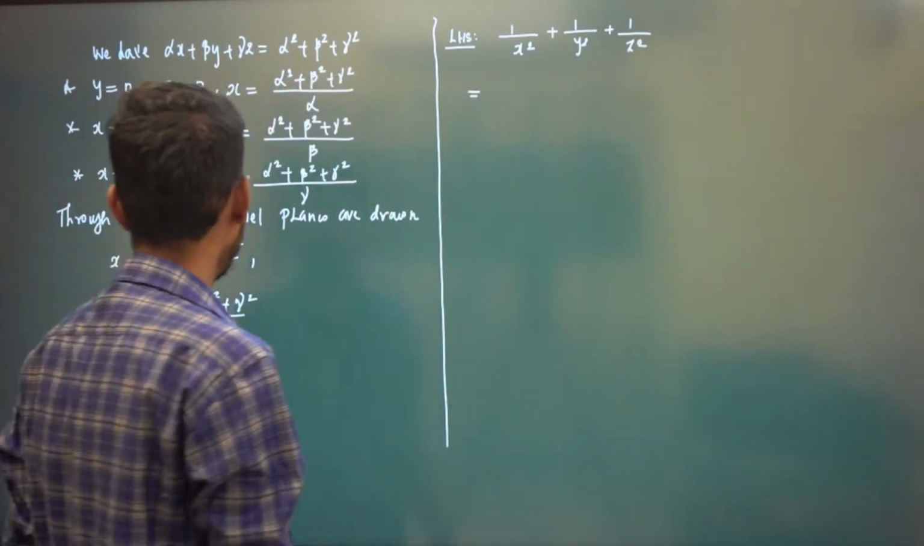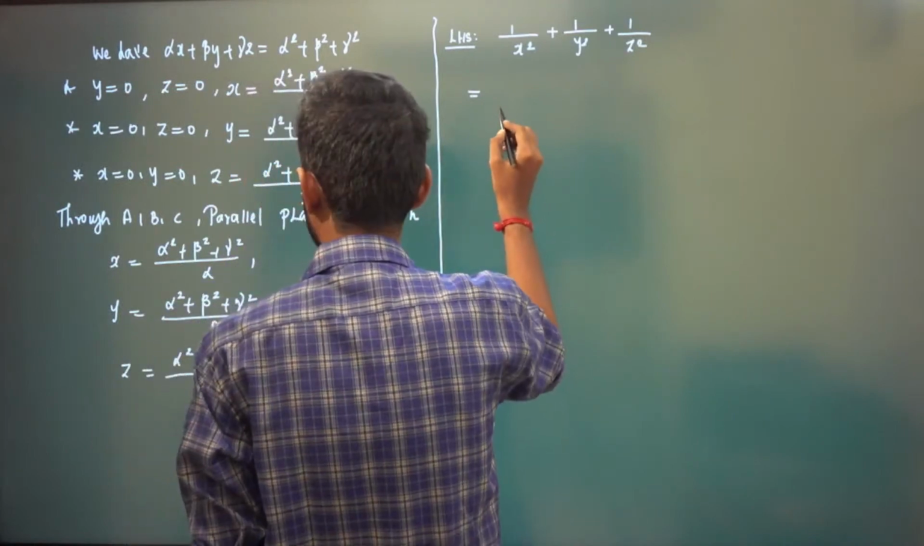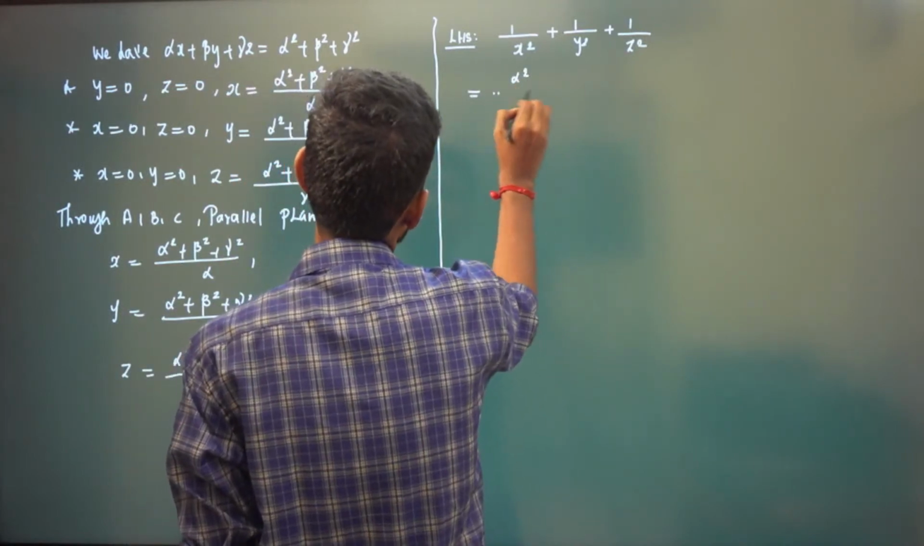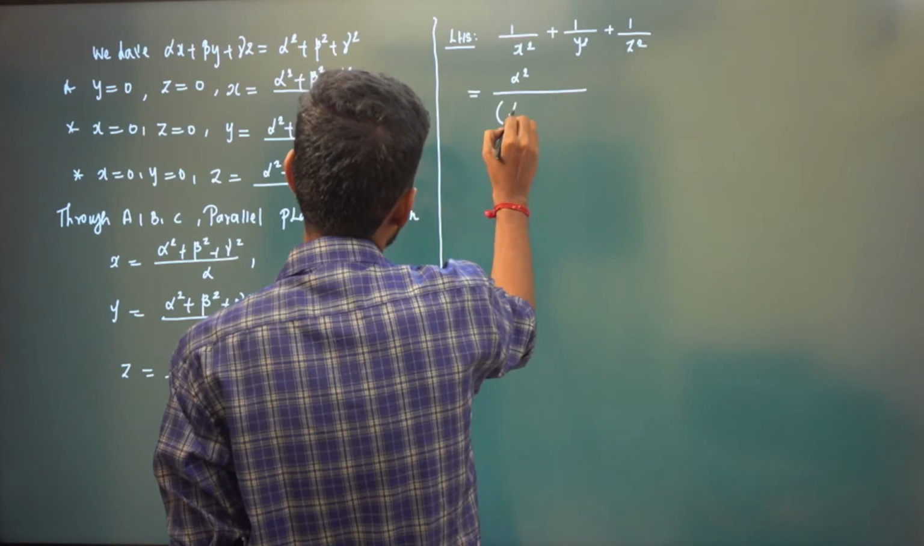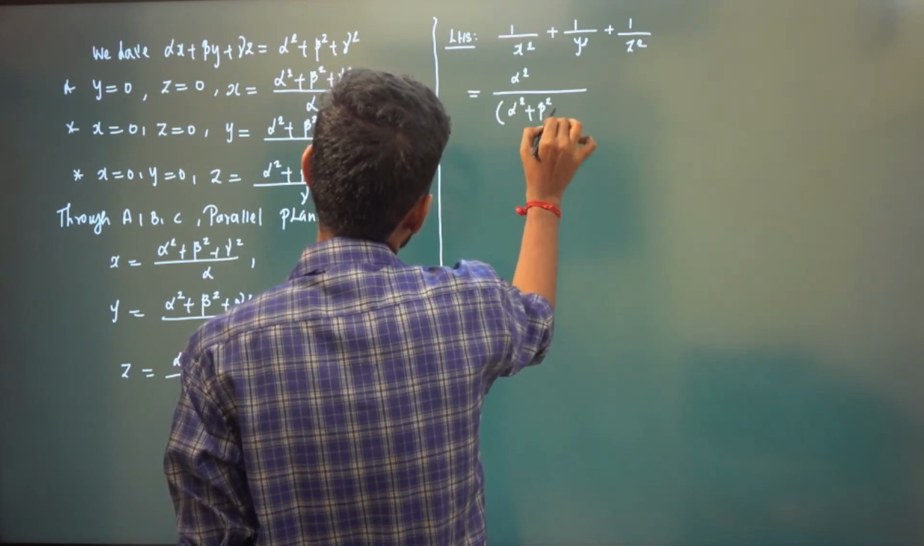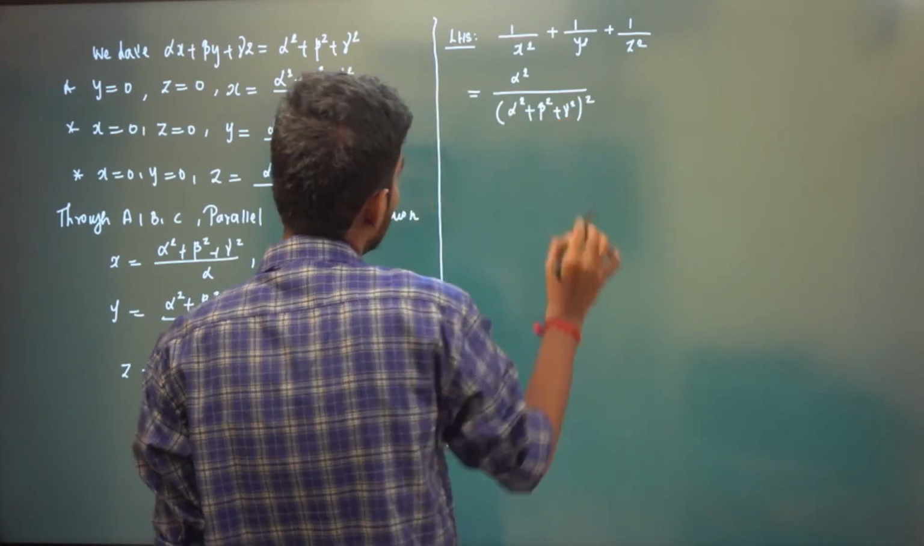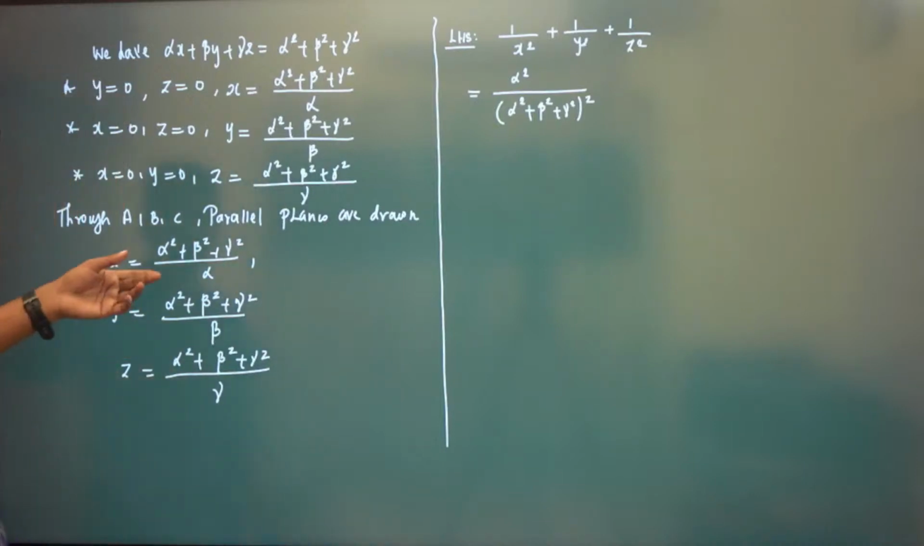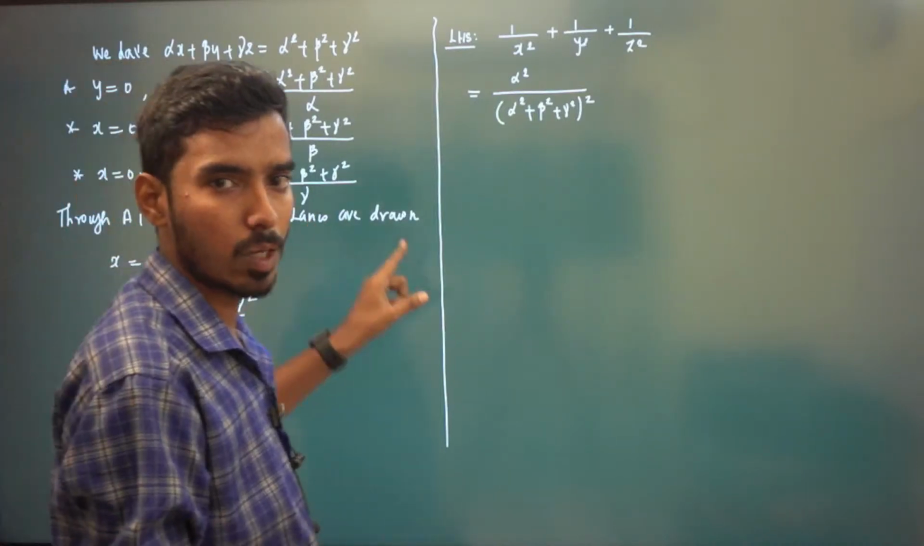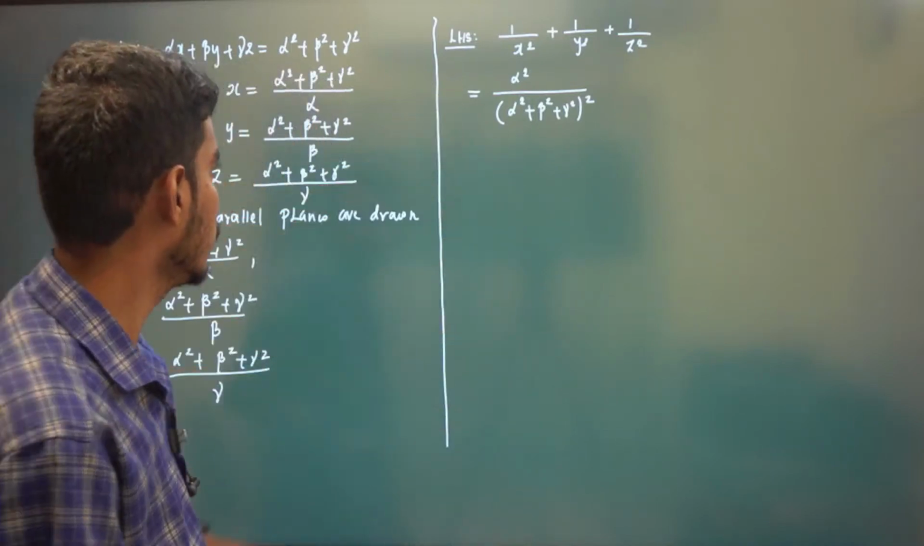So 1 by x square will be what? 1 by x square will be alpha square divided by alpha square plus beta square plus gamma square whole square, right? So 1 by x is reciprocate. So we will have alpha divided by alpha square plus beta square plus gamma square. Now square it down, you will have this.